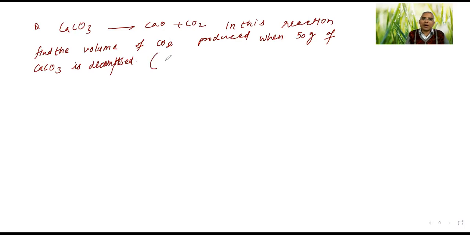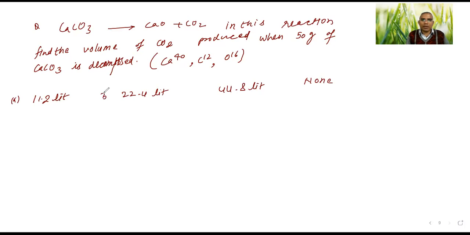The masses they have given: calcium is 40, carbon is 12, oxygen is 16. The options are 11.2 liter, 22.4 liter, 44.8 liter, and the last one is none. This is option A, B, C, and D.